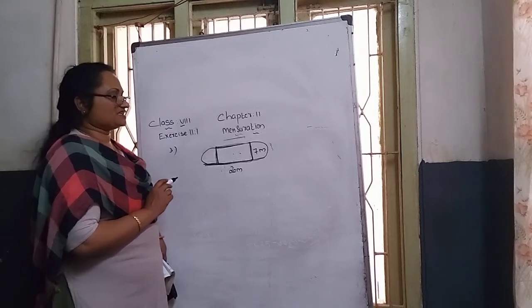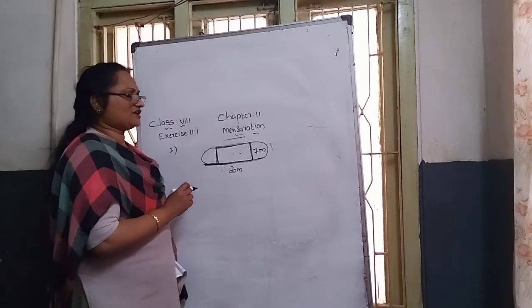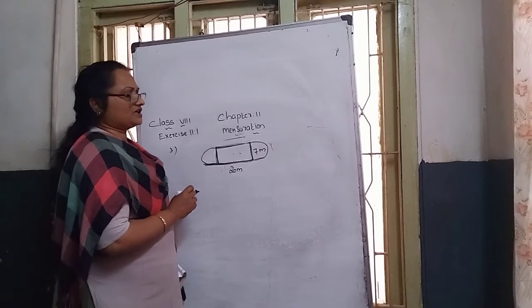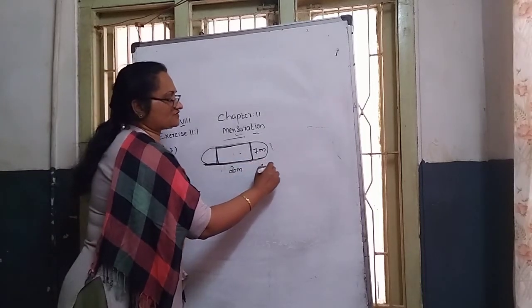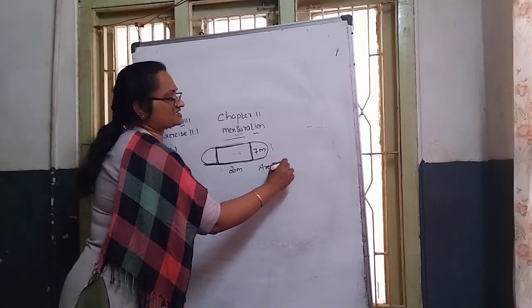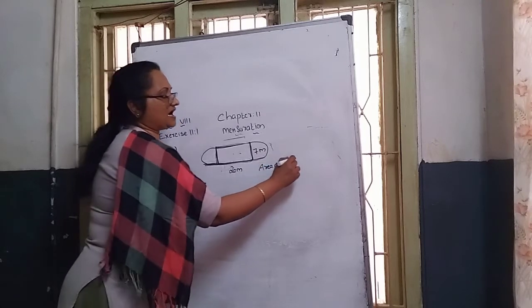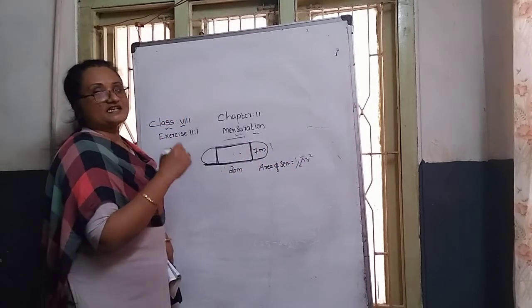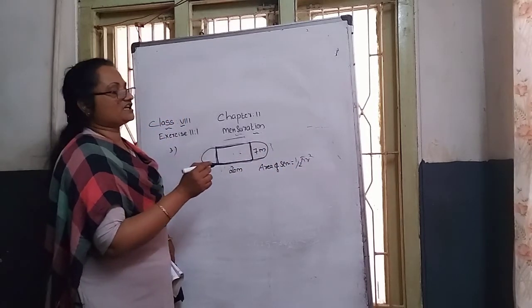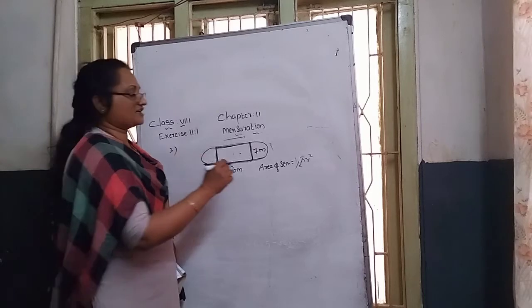How to find it? What is the formula for finding the area of a semicircle? That is one formula. Area of a semicircle is equal to half pi r square. Area of a circle is pi r square. Semi means half. That's why the area of a semicircle becomes half pi r square.